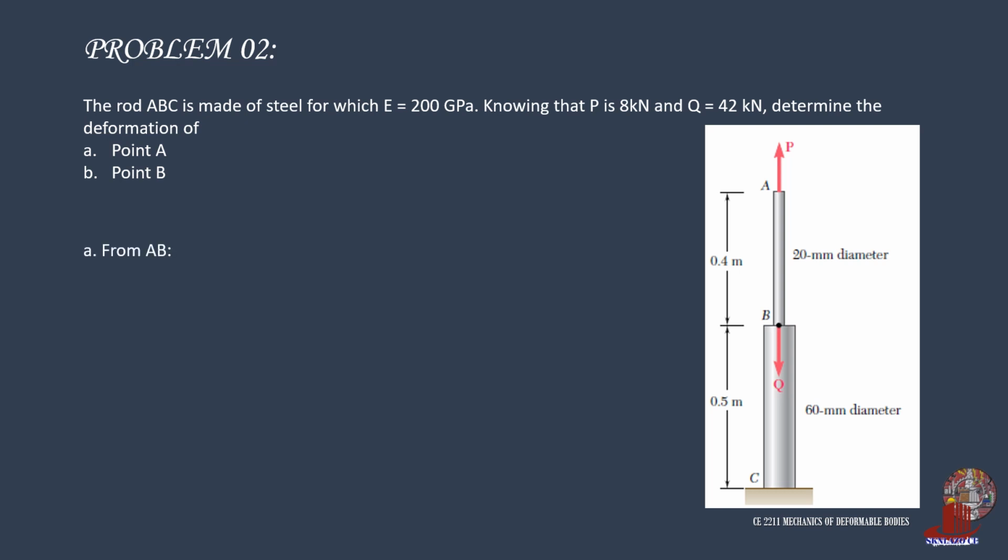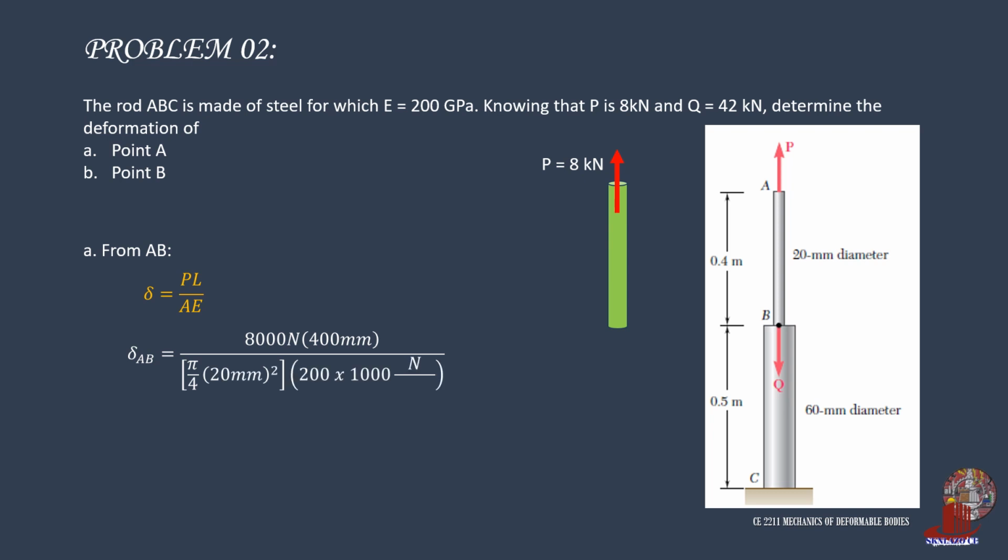We consider the smaller diameter part AB, which contains the force P when we look for the deformation at point A. With the deformation solved from PL over AE, we place P of 8 kilonewtons, which becomes 8,000 newtons, length L of 0.4 meters or 400 millimeters, all over the cross-sectional area of the bar, pi over 4 times the square of the diameter of 20 mm, and then the material's elastic modulus of 200 gigapascal, taken as 200 times 1000 to make it in megapascal, which is newtons per square millimeter.